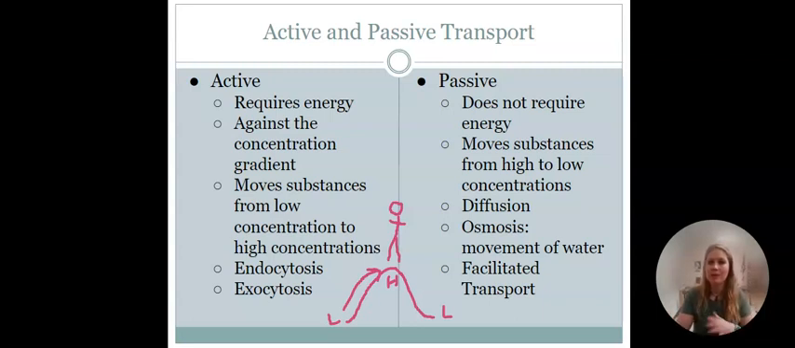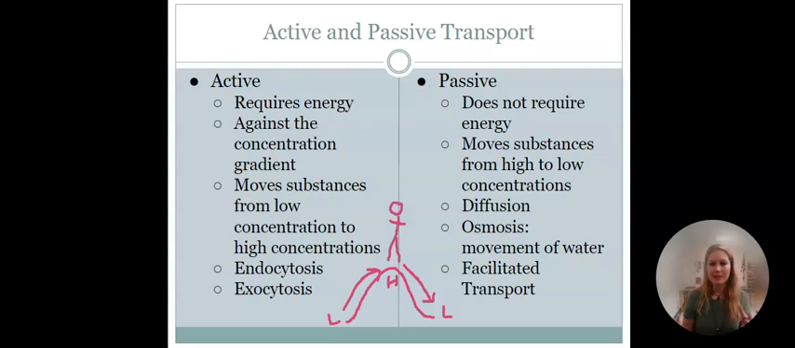Passive transport does not require energy because substances are moving from an area of high concentration to low concentration. Again, you're on your bike and you're going down the hill. Much easier, right? Gravity does the work for you. It's the same thing in our cell. The concentration gradient does the work for us. So this is passive transport. It does not require any energy.